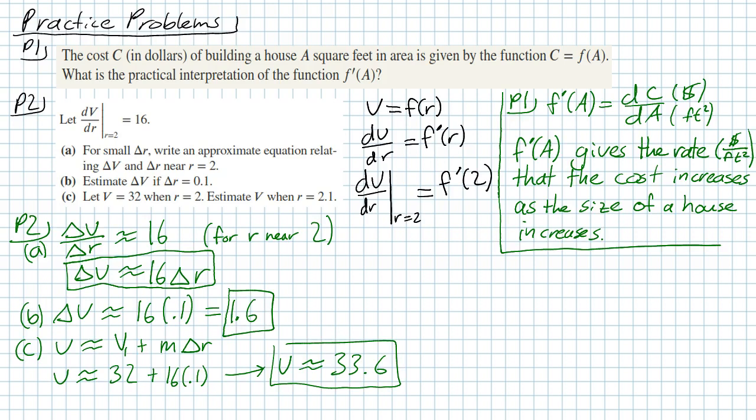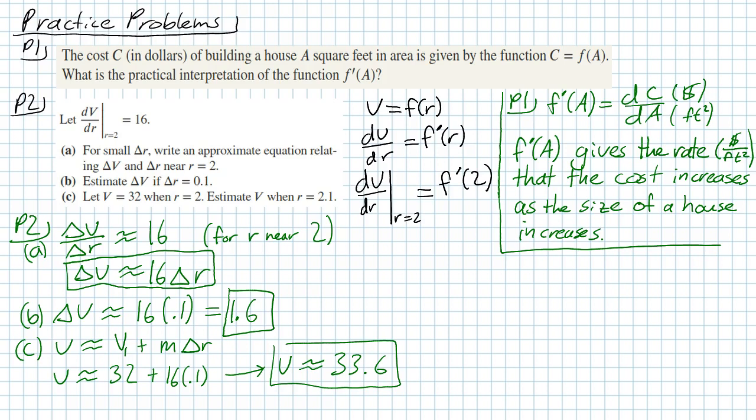here are the answers. So first of all, f prime of a is the rate of change of c with respect to a. In other words, the rate that the cost increases as the size of the house increases, and f prime of a represents a very small change in the cost divided by a corresponding small change in the area. So that's dollars divided by feet squared. So the units are dollars per square foot. So that's what that quantity means. Let's look at number 2 here.